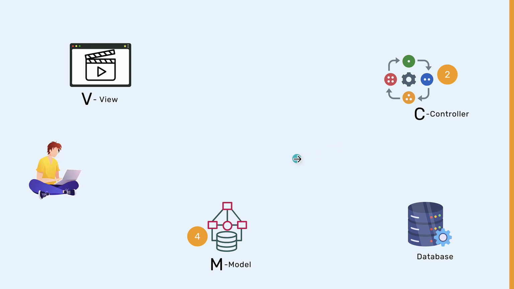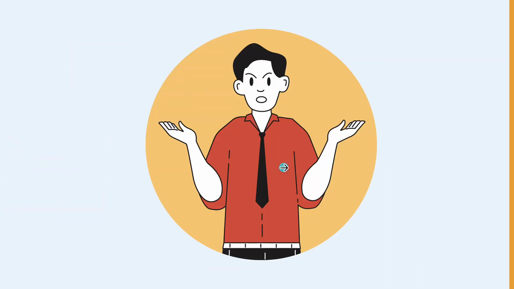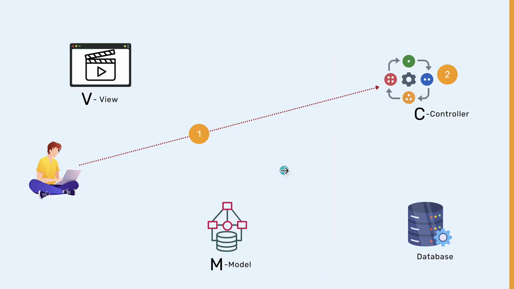So let's say that this is a user who is using our application. Now let's look at the relationship, or how these components are going to talk to each other. Let's say that the user wants to fetch all posts. Therefore, the user will make a request, and the request will be sent to the controller. And this is where we have implemented the logic to be able to retrieve the data from the database.